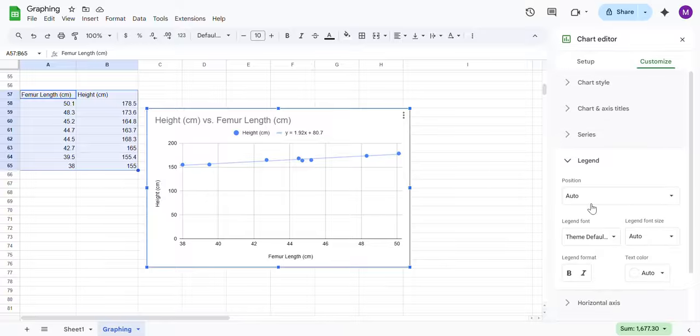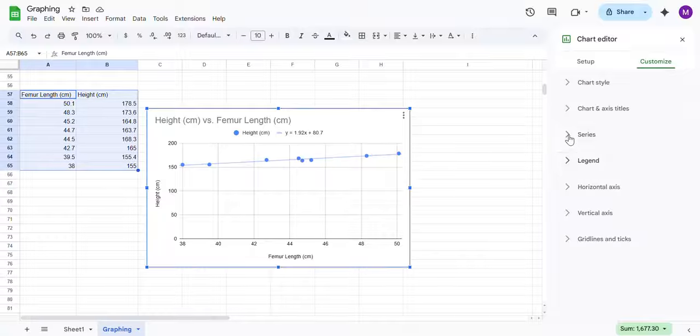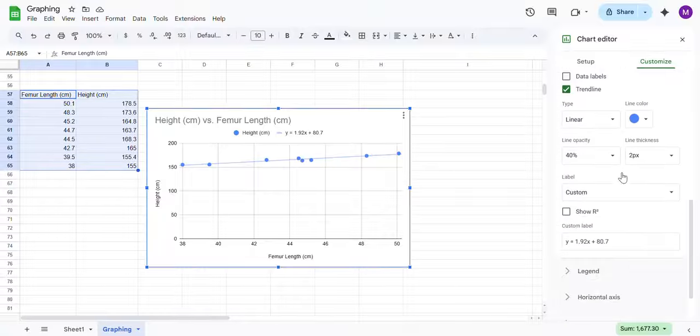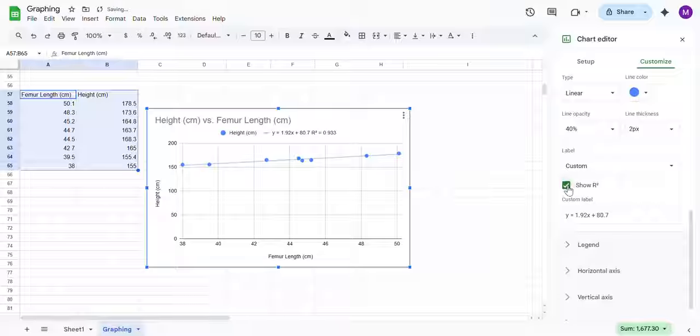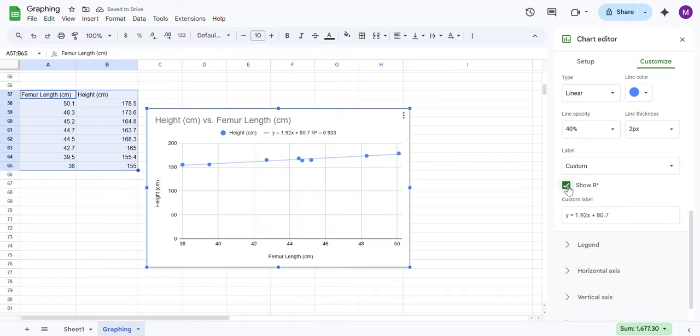In addition, just in case you are wondering about it, I'm going to go back to series. There is what we call an R squared value. Now, R squared basically tells you how good your line of best fit is. So the closer to 1 or -1 it is, the more accurate it is. So essentially, if we look at this, the R squared value is 0.93. It just means that this line of best fit is like 93.3% accurate, okay? It's a good line of best fit.